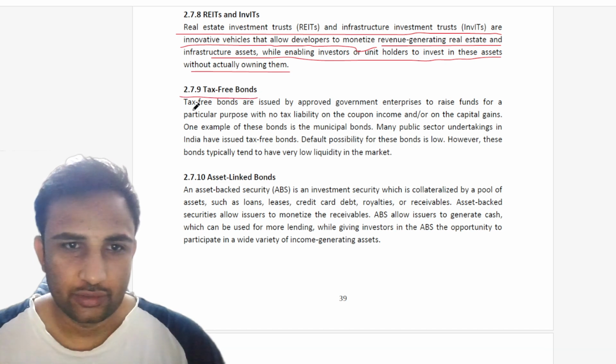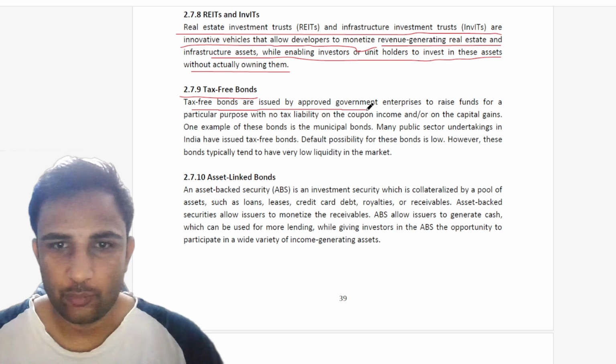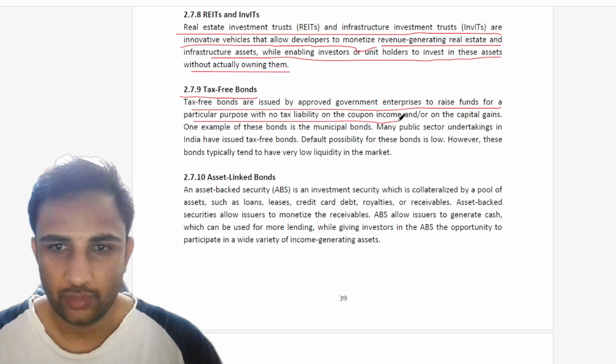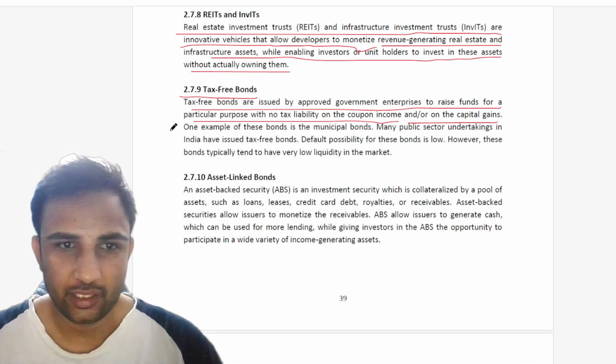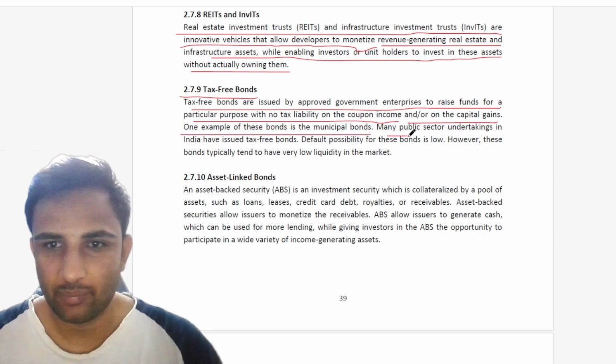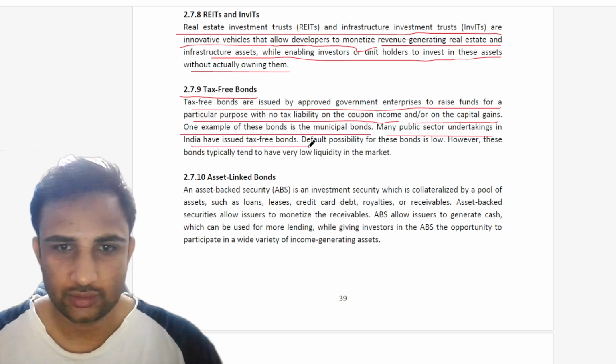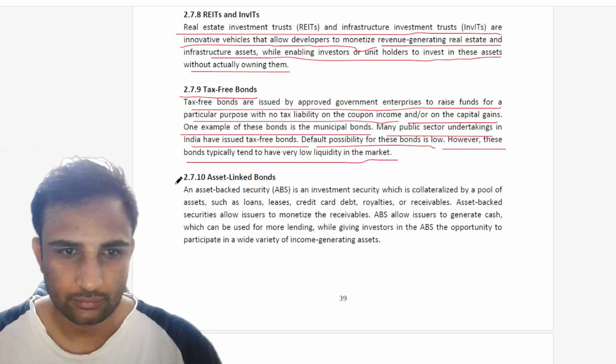2.7.9 Tax-free bonds. Tax-free bonds are issued by approved government enterprises to raise funds for a particular purpose with no tax liability on the coupon income and/or on the income on the capital gains. One example of these bonds is the municipal bonds. Many public sector undertakings in India have issued tax-free bonds. Default possibility for these bonds is low. However, these bonds typically tend to have very low liquidity in the market.